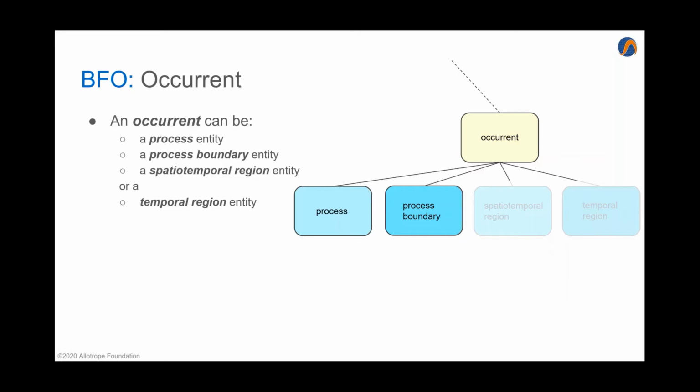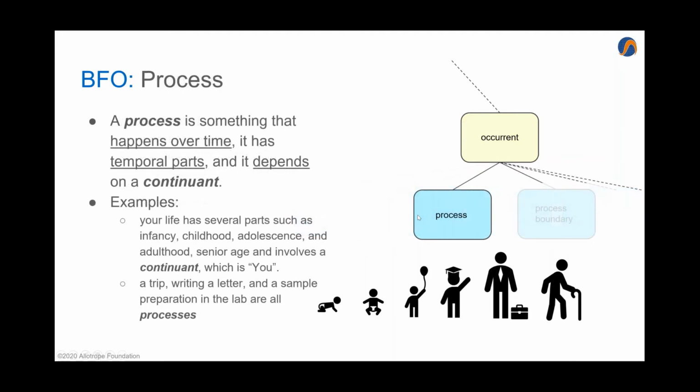Now let's drill down into occurrent. An occurrent can be a process entity, a process boundary entity, a spatio-temporal region entity, or a temporal region entity. We will focus on process and process boundary. A process is something that happens over time. It has temporal parts and it depends on a continuant. For example, your life. Your life has several parts such as infancy, childhood, and so on. And it involves a continuant, which is you. A trip, writing a letter, a sample preparation in a lab, they are all processes.